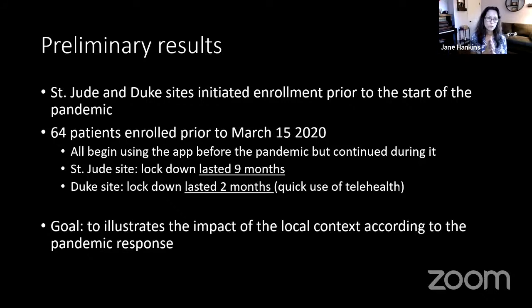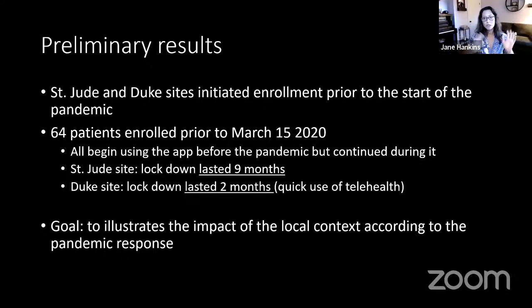The first 2 sites were St. Jude and Duke, and they were the first 2 sites to open this study. And unfortunately, the patients were enrolled, and because we asked them to use the app for 6 months, that happened during COVID. So they got enrolled in November, December, January, and then COVID hit in March. So they continued to use the app after the pandemic. Some people got enrolled in February, and a month later, the pandemic hit.